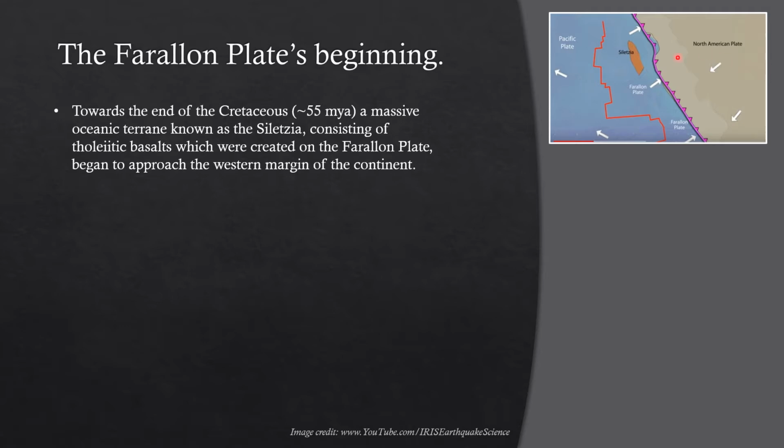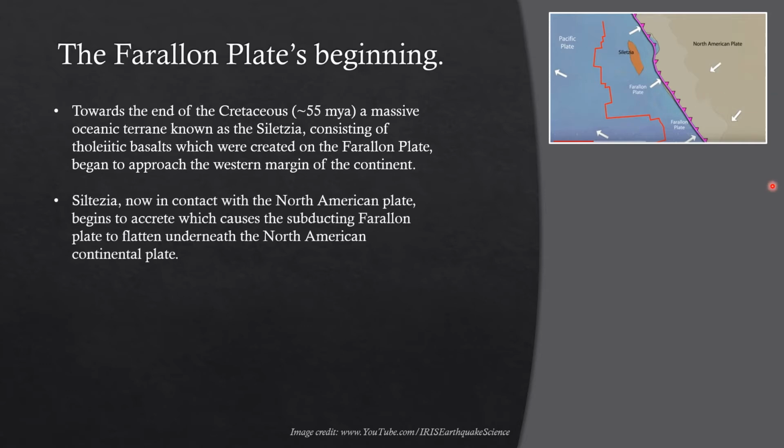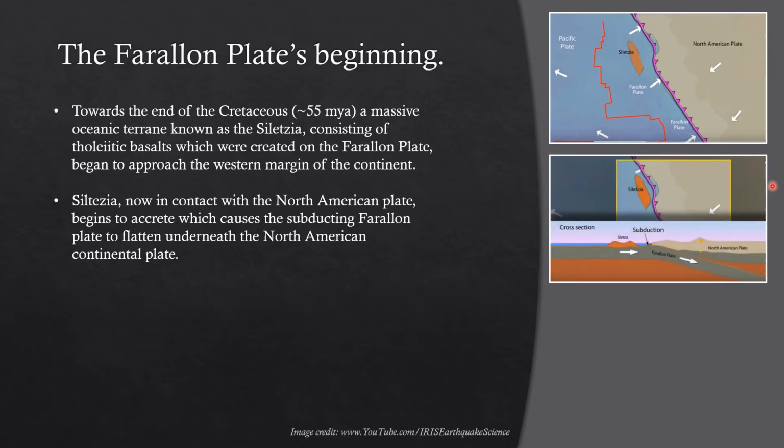As you see on the picture to the right, the little orange accretion over here is the Siletzia, which is sitting on top of the Farallon plate, which is on the verge of subducting under the North American plate. Siletzia, now in contact with the North American plate, begins to accrete, which causes the subducting Farallon plate to flatten underneath the North American continental plate. Once again, the image here demonstrates the Siletzia on the verge of subducting under the North American plate, and you see that the Farallon plate is completely subducting under the North American plate there as well.